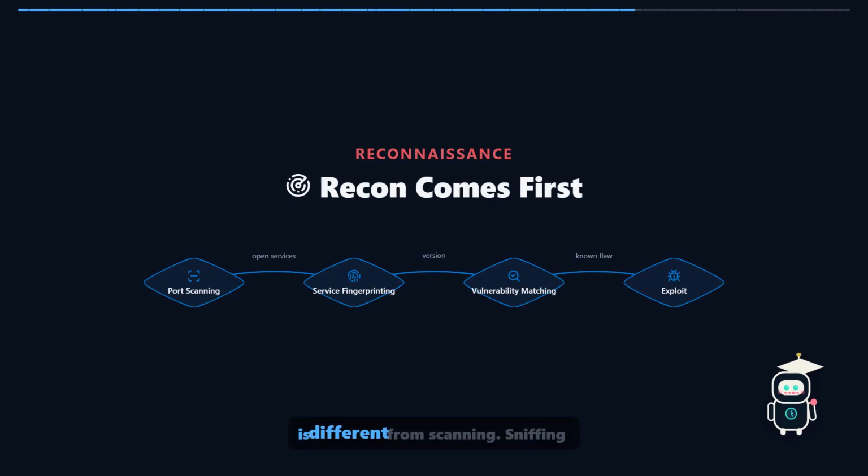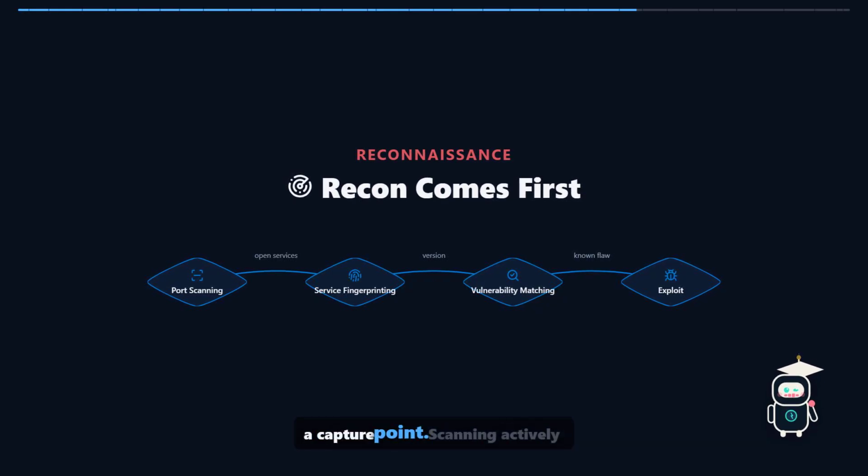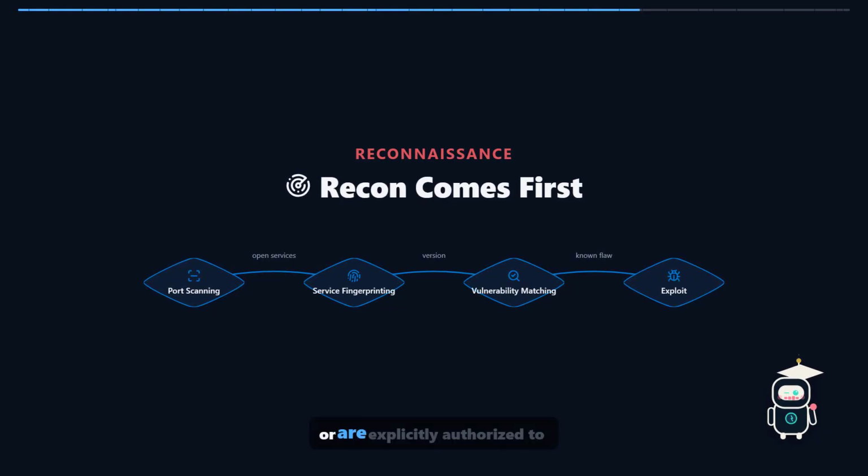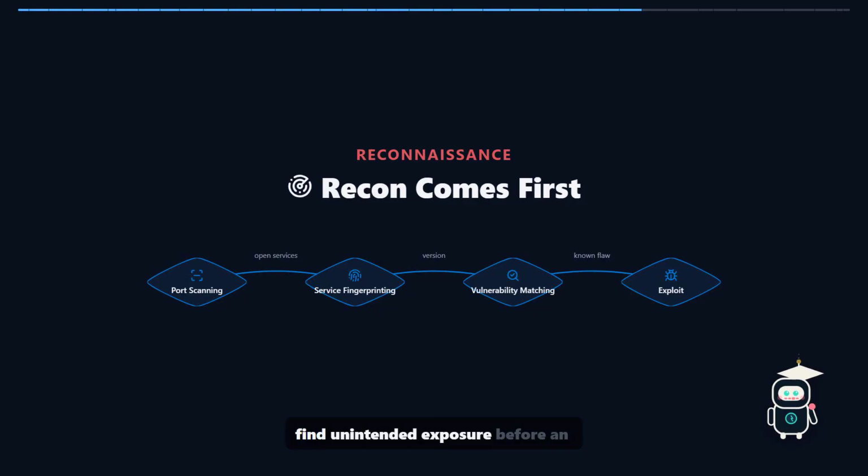Packet sniffing is different from scanning. Sniffing passively observes traffic visible at a capture point. Scanning actively sends probes to learn what responds. Defenders use the same categories of information gathering on systems and networks they own, or are explicitly authorized to assess. The goal is to find unintended exposure before an attacker can exploit it.